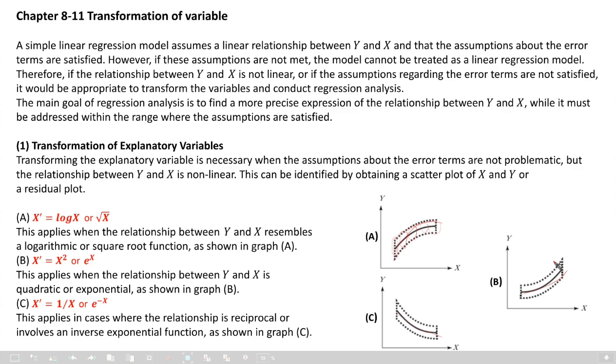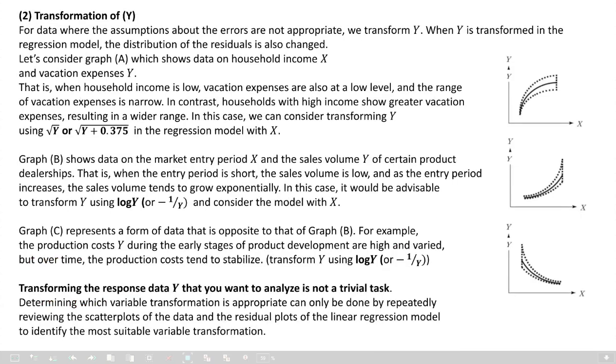But in this case, transformation of y, it is not linear, and the scatter plot of x and y shows like this: small range, small, large, large, small, something like that. In that case, we need to transform y. When y is transformed in the regression model, the distribution of the residual of course also changes.